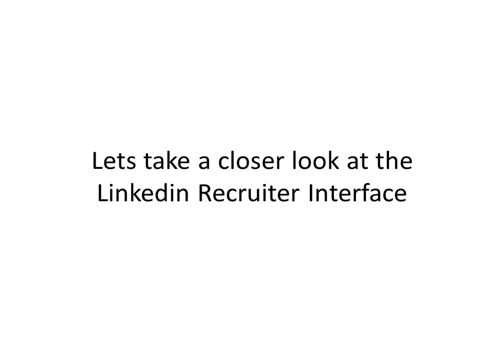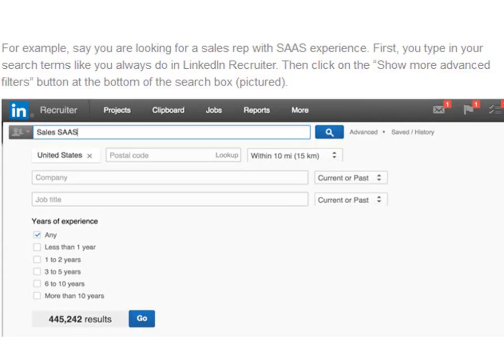Let's take a closer look at the LinkedIn Recruiter interface. This is a screenshot, and I'm sorry it's not as clear. I pulled this off the internet. And essentially this is LinkedIn's typing, not mine. It says, for example, say you're looking for a sales rep with SaaS experience. That's software as a service experience. First you type in search terms like you always do in LinkedIn Recruiter. Then click on the Show More Advanced Filters button at the bottom of the search box.